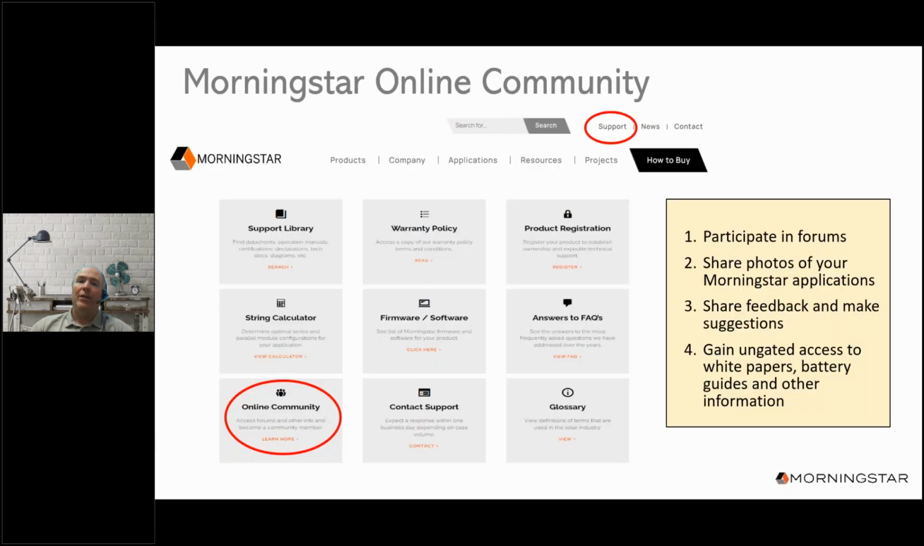Then lastly, we recently launched an online Morningstar community for distributors, installers, customers, partners, and other stakeholders. We invite you to sign up to become a community member, to access information, also to participate in forums and share photos of your Morningstar applications. You can access and become a community member simply by clicking on support on our MorningstarCorp.com website and then clicking on the online community block.